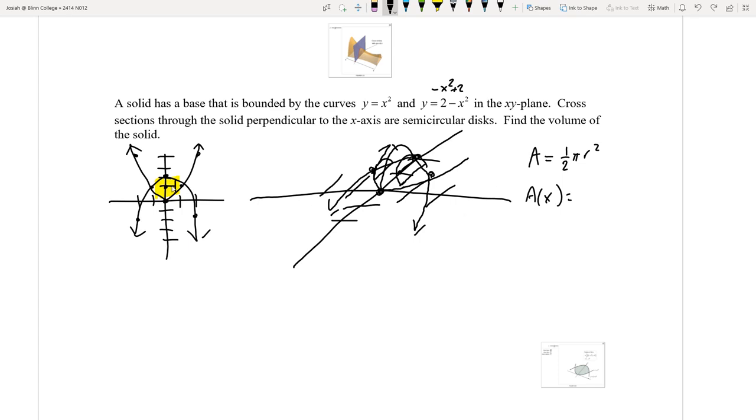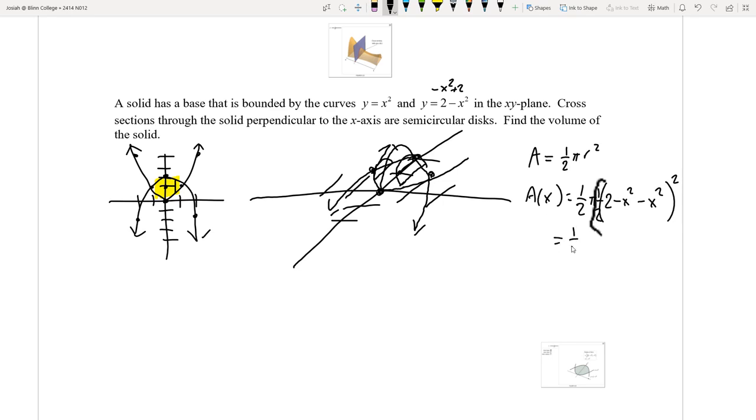So we have to remember, how do we find the distance between these two functions? Last section, we looked at the area between curves. We found that the distance between the two functions is the top function minus the bottom function. So we're looking at top function is 2 minus x squared minus the bottom function. But this isn't the radius, this is the diameter, right? The distance from the top to the bottom, this guy here, is the diameter. So we're actually going to have to put another 1/2 on that. Now it's the radius.